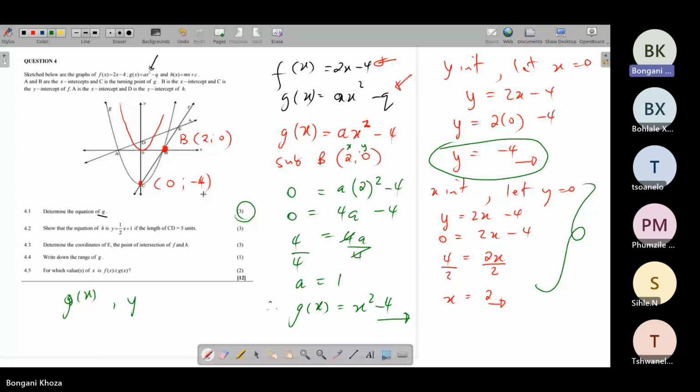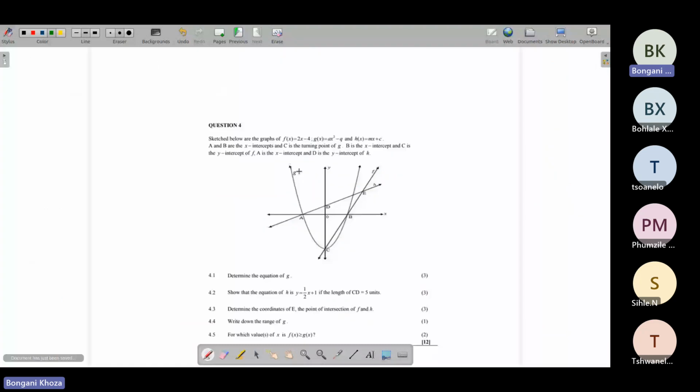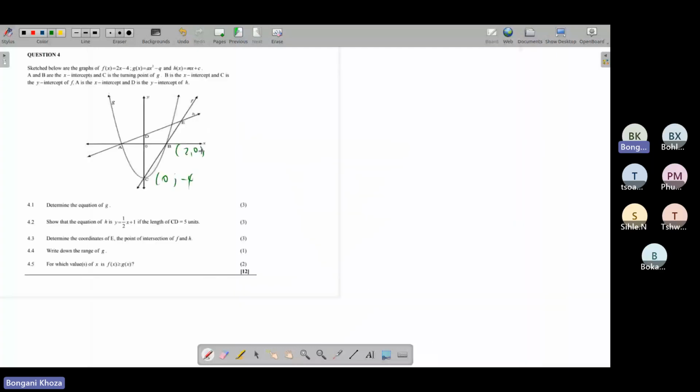So from here, it's 2 and 0, 0 and negative 4. Okay, so moving on, we just need to remember these coordinates. This we said is 2 and 0. This is 0 and negative 4. For g at x, we ended up with x squared minus 4. All right. So here we are told that we are supposed to show the equation of h is this, if the length of CD is equal to that. So CD, this is C, and that's D over there.